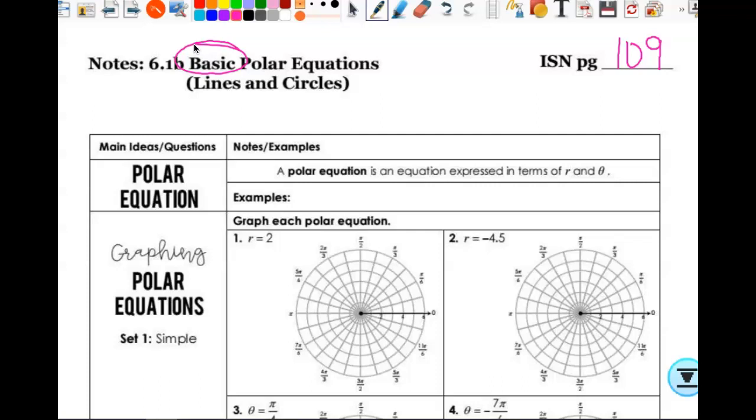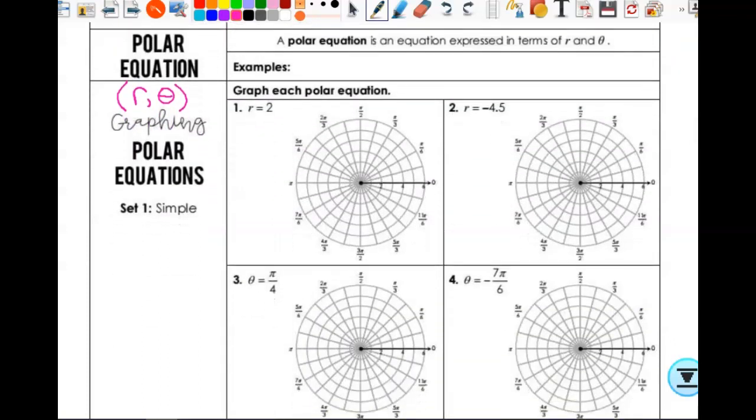Remember that your polar coordinates are always r, theta, instead of x, y. We looked at ordered pairs yesterday. We have a polar equation now that we can graph. It's an equation expressed in terms of r and theta instead of in x and y. But just like our equations expressed in x and y, we could have 2x plus 3 equals y, that has x and y in it, or we could just have y equals 3 or x equals 3.